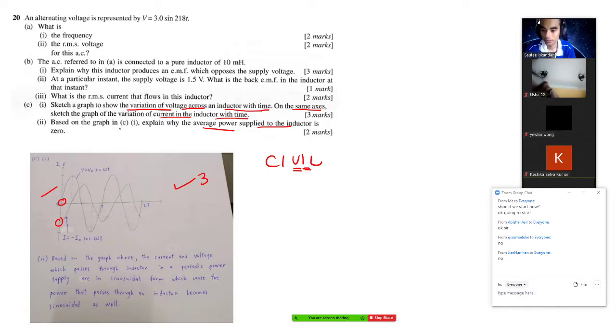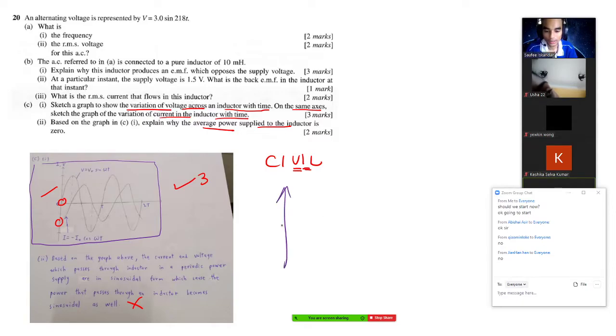Based on the graph C1, explain why the average power supplied to the inductor is 0. Okay, the answer says based on the graph below, the spherical need to predict power supply and which causes power through inductor because... no, this is not the answer. If you can, draw back. You can trace back all these graphs, or you can draw on that graph easily, or you can copy.